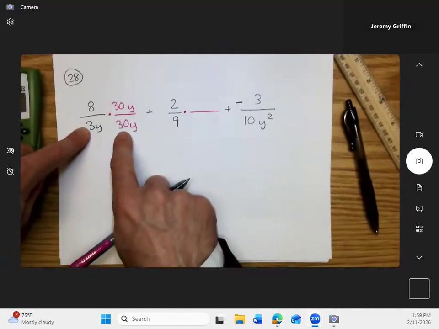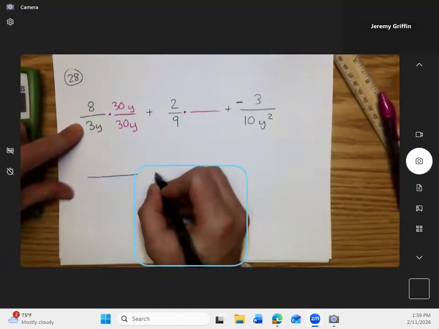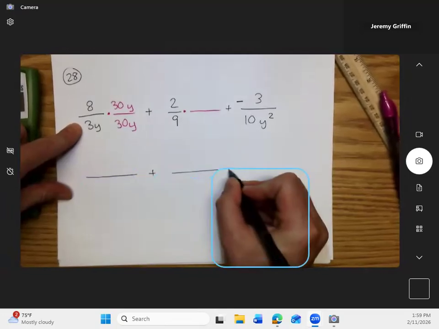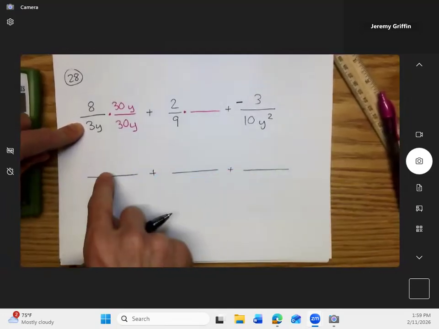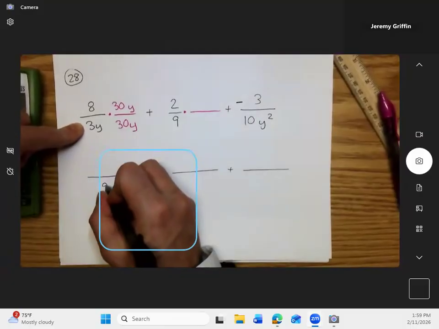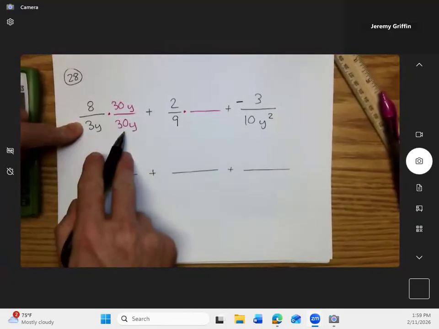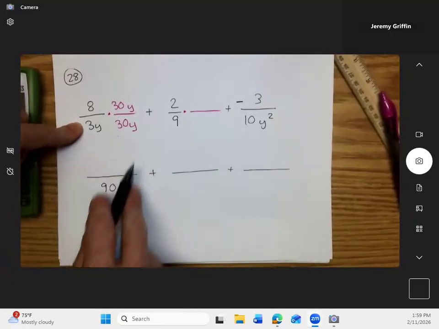Well, here, guys, let's look at what I got from this fraction. Something plus something plus something. Okay. Here, guys, what is this common denominator that we're constructing? 30. You guys see it's going to be 90y squared, right? Because 3 times 30 is 90, and then y times y is y squared.